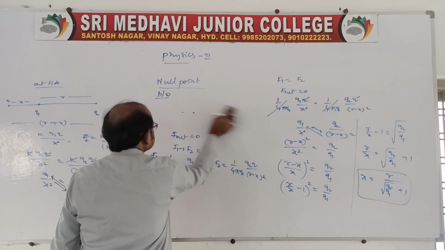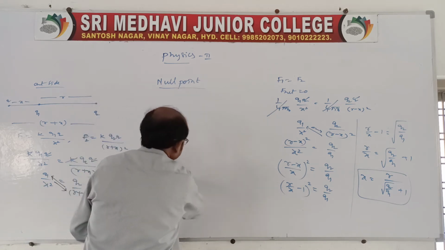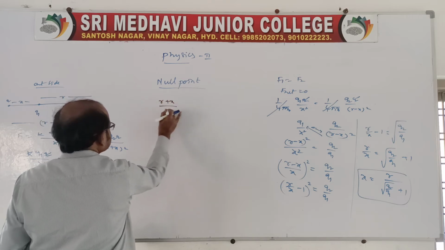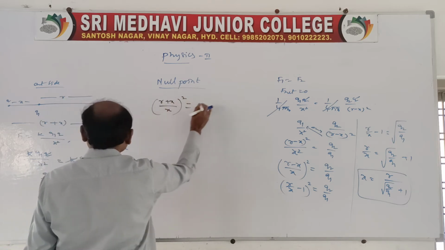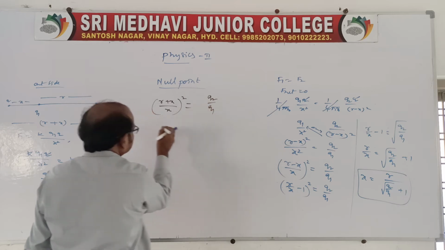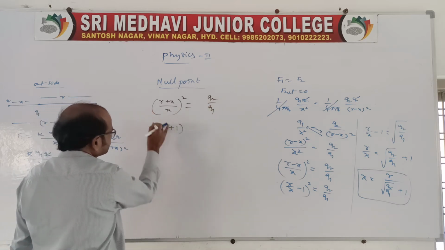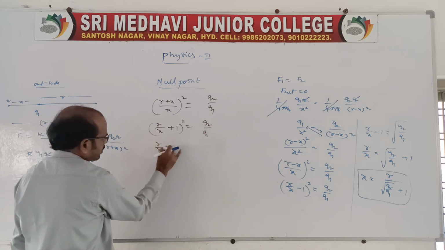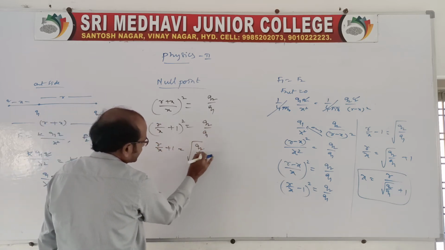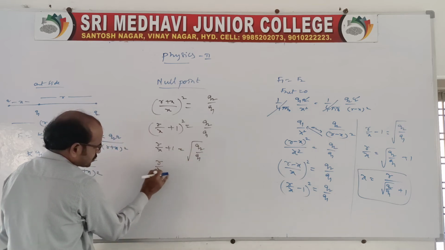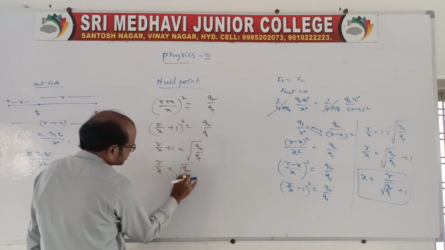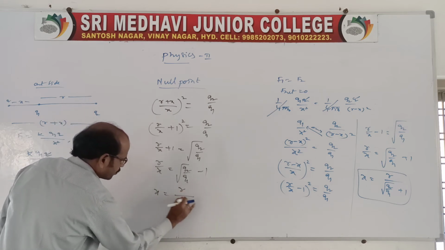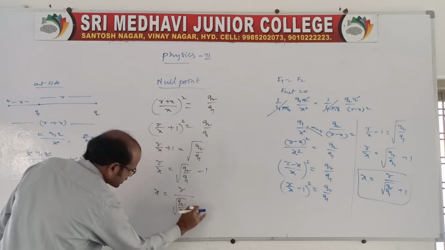See, after simplification the null point will be like this. You do like this, (r plus x) by x, directly I am writing, x square is q2 by q1. Therefore (r by x plus 1) whole square is equal to q2 by q1, then r by x plus 1 is equal to root over q2 by q1, and you take the 1 towards the left, minus 1. x is equal to r by (root over q2 by q1 minus 1).